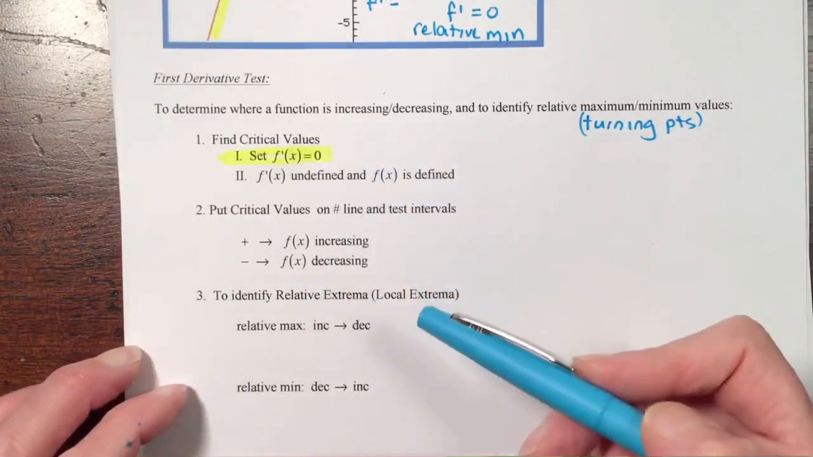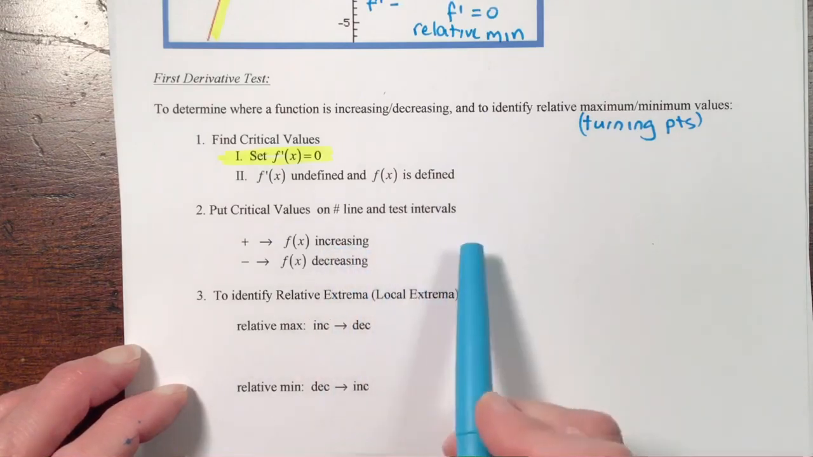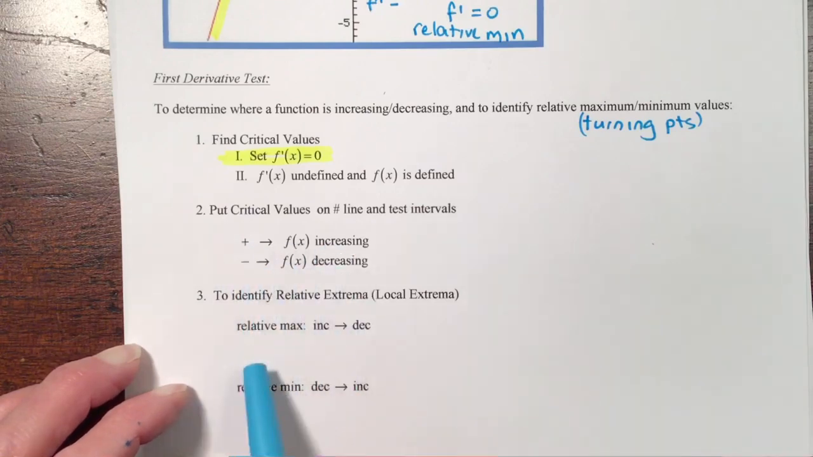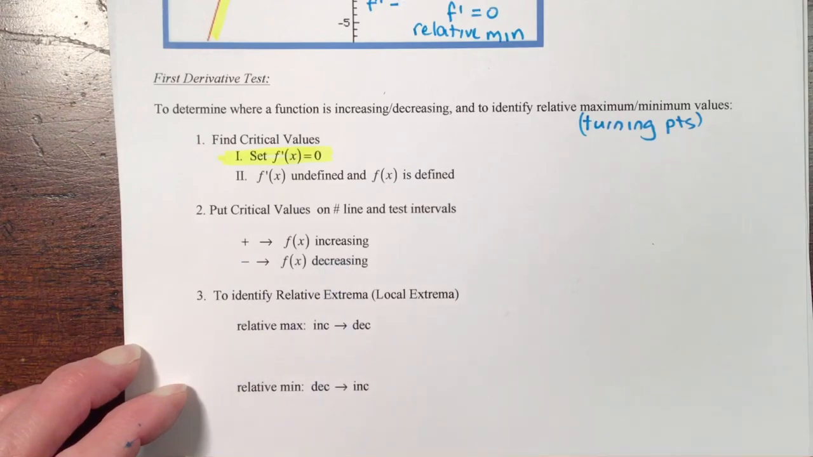After we find our critical values, we're going to put the critical values on a number line and test our intervals. And this is something we've been doing all year long, so it should not be that difficult. And then once we have our intervals tested, anything that has a positive sign on it means the function is increasing. Anything that has a negative sign means the function is decreasing.